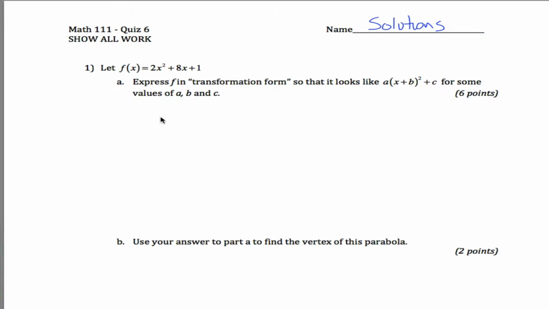Solutions for quiz 6 for math 111. The first problem, we're given a function, a quadratic polynomial, and asked to express it in this thing that I'm calling transformation form. Basically make it look like this. The way you do that essentially comes down to completing the square.